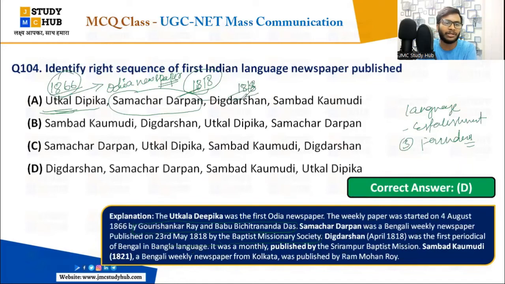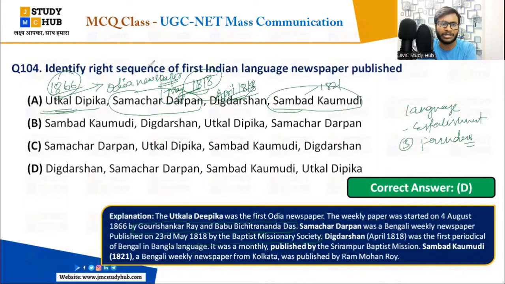So how can you relate Samachar Darpan and Digdarshan, and who comes first? Samachar Darpan came in May 1818, and Digdarshan in April 1818. Just remember it by month and year. Now it is Samvad Kaumudi, by Raja Ram Mohan Rai. It is also a Bengali newspaper, published in the year 1821.